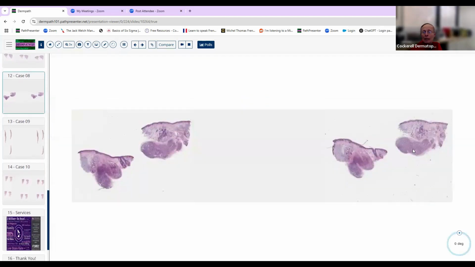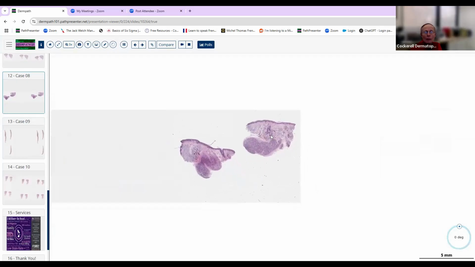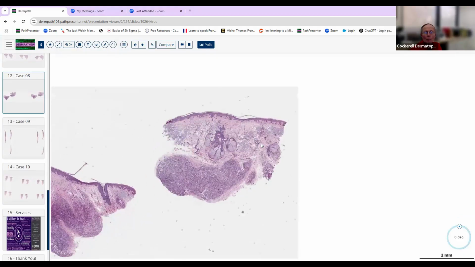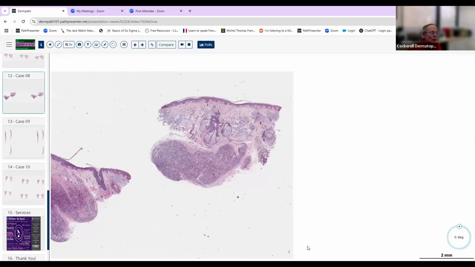Okay, this next lesion, one that dermatology residents don't really learn that much about, but you're going to learn a little bit about it today. So we got a punch biopsy taken from the face.